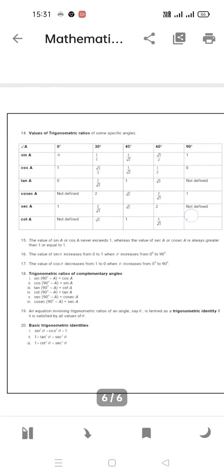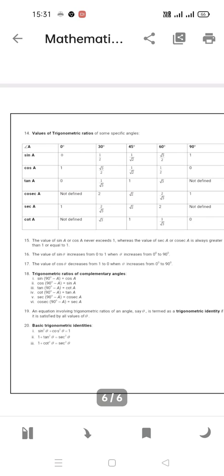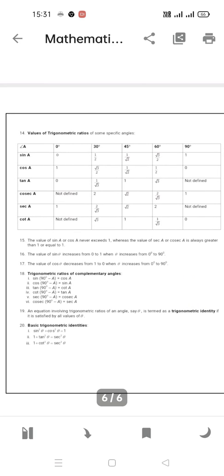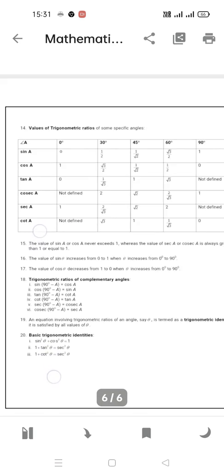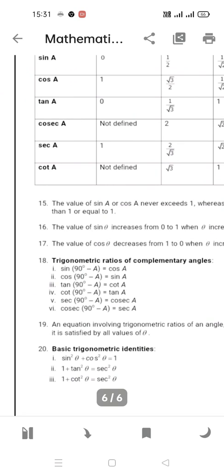Next postulate: the value of cos theta decreases from 1 to 0 as theta increases from 0 to 90 degrees, as I told you. Now, the 18th postulate is trigonometric ratios of complementary angles.